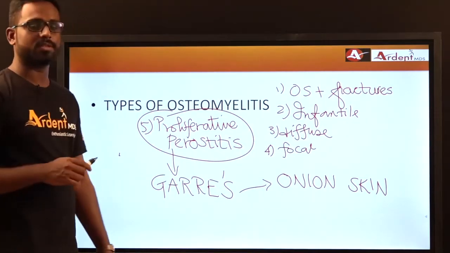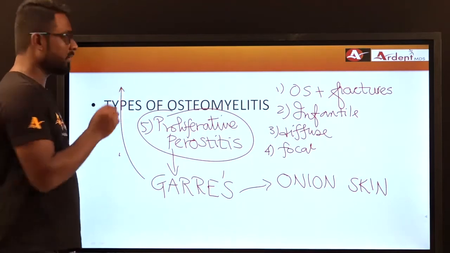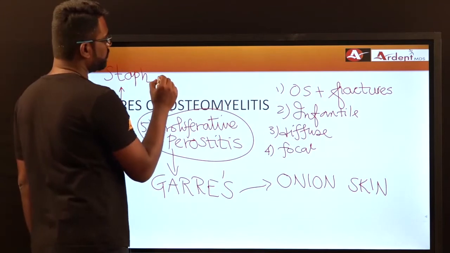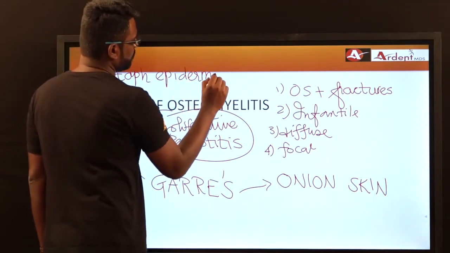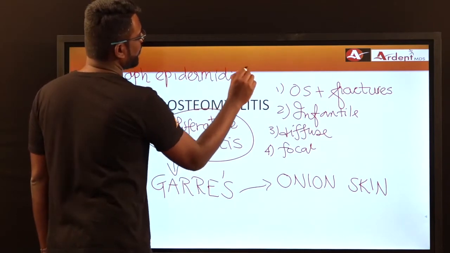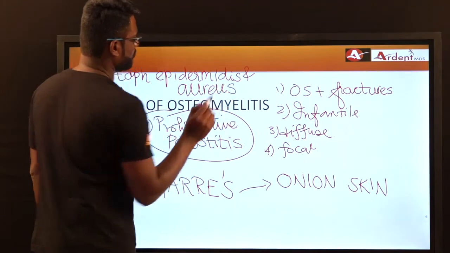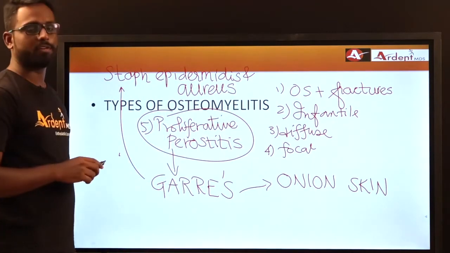Another important feature is they have found that in proliferative periostitis, sometimes it may be caused by staph species, especially staph epidermidis and staph aureus. So these are the two organisms that are associated with proliferative periostitis.